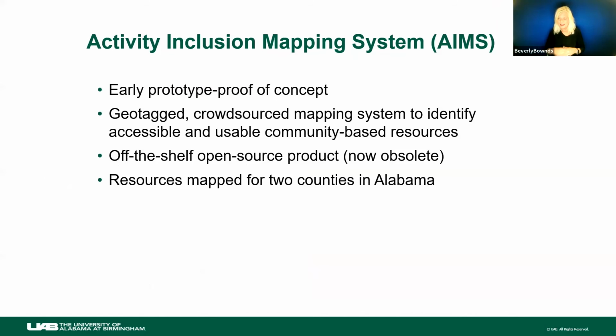During this period, we trained students from the occupational therapy and physical therapy departments to go out in the community and assess the accessibility of places of interest, like fitness facilities, like places where they can be more physically active. So they mapped around 400 facilities within 2 counties of Alabama.